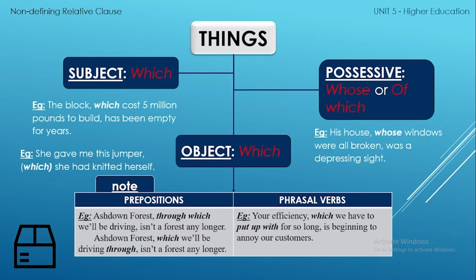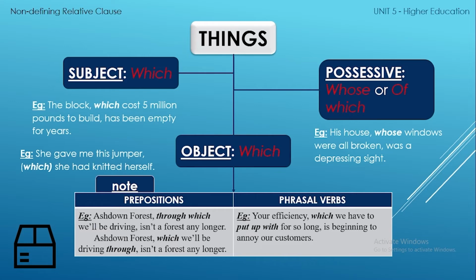Now, our friend has discussed this part in the section about relative clauses, so I'll go through it really quickly. If the noun in the sentence is about things, and that noun is the subject of a sentence, we can use the relative pronoun which. For example, "The block which cost £5 million to build has been empty for years."